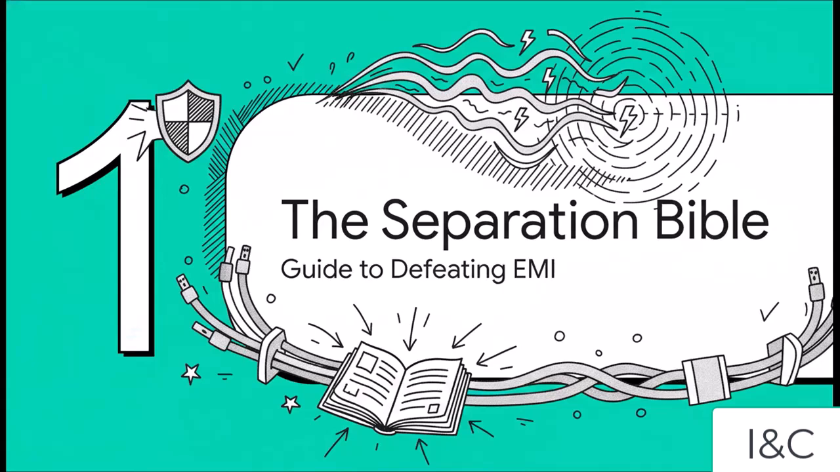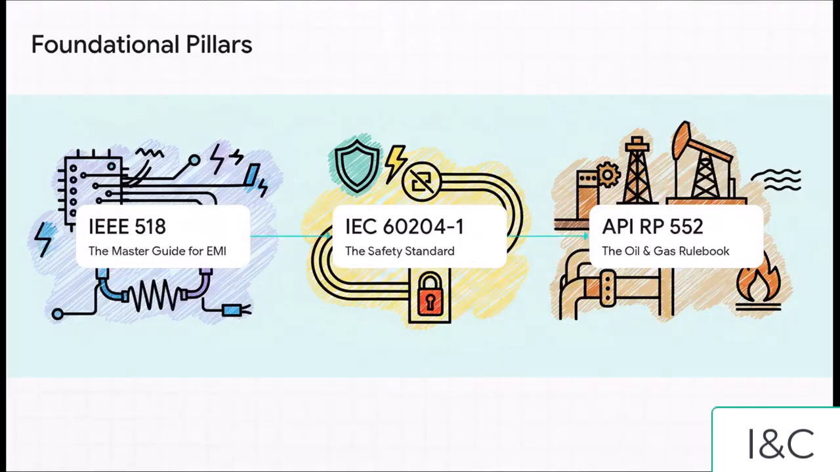Okay, so how in the world do we fight this electrical noise? The good news is we don't have to guess. There's a whole set of industry standards out there that are basically our playbook for defeating EMI. And look, don't think of these as just boring rules you have to follow. Think of them as your absolute best defense against that signal chaos. So in most tech docs, you're going to run into three big ones. You've got IEEE 518, that's kind of the master guide for EMI. Then there's IEC 60204-1, which is all about the safety side of things. And finally, especially for my oil and gas folks, there's API RP 552.